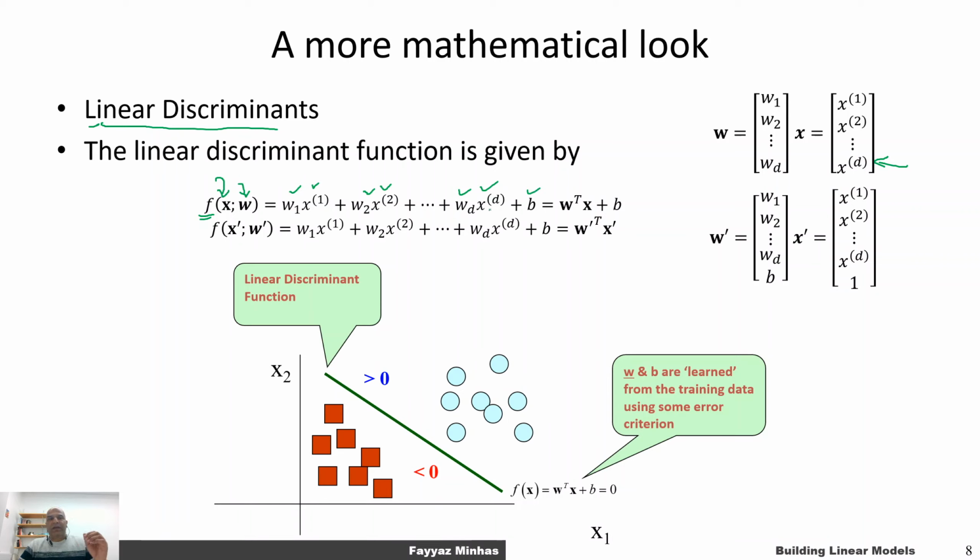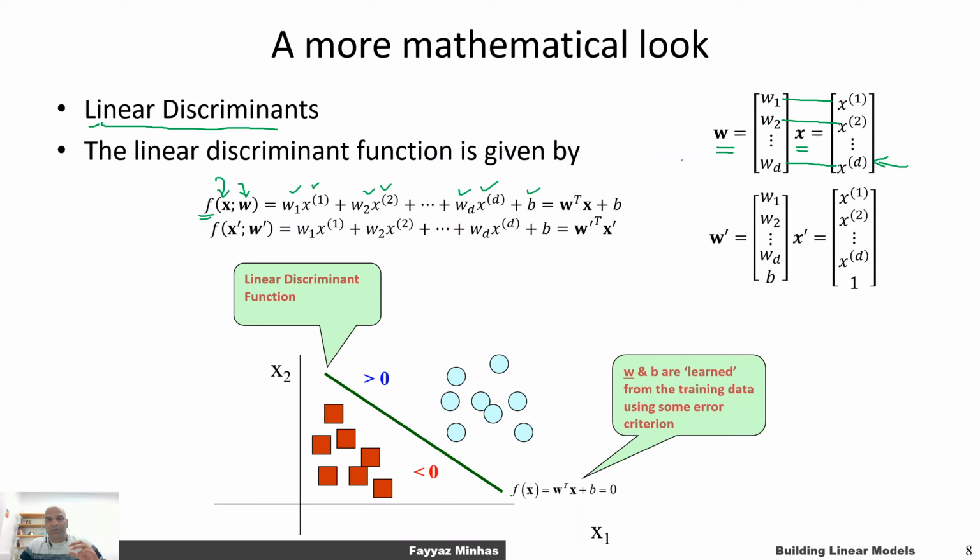Now, I'm going to write this in a more compact form using what are called dot products. And I'm sure that you're familiar with dot products. You have studied them in high school or later. The way these work is, if you are given two vectors, let's say a vector W and a vector X, then you multiply the corresponding elements of these, and then you sum them up.